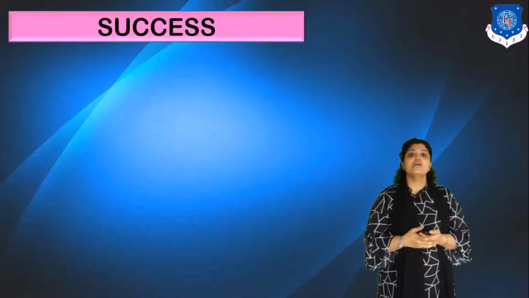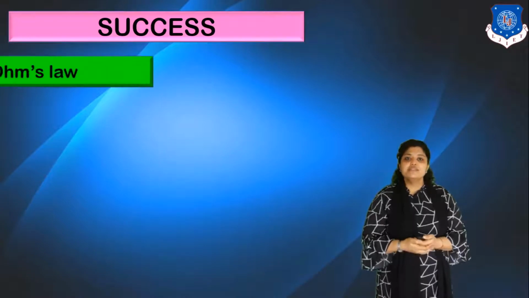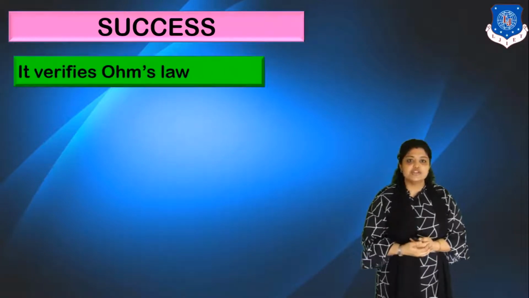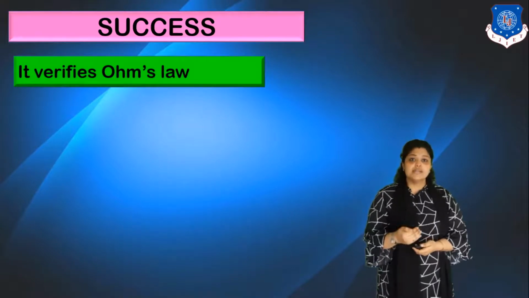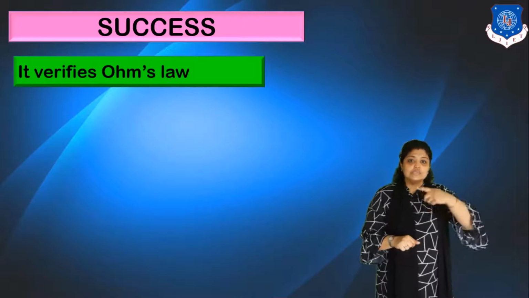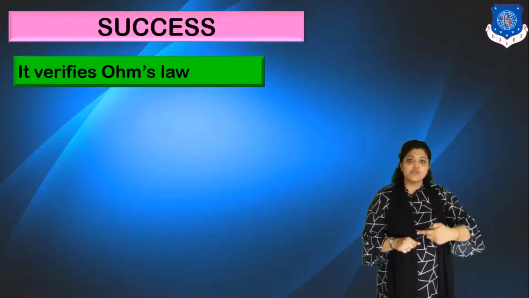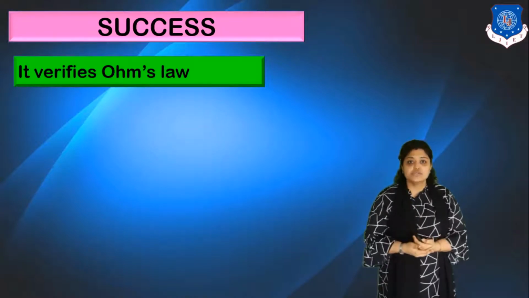Moving on to the success points of this theory. The first success point of classical free electron theory is that it verifies Ohm's law. Based on the theory, we say that J is equals to sigma E. So if you start from J is equals to sigma E, you can come down to V is equals to IR. That is, it verifies Ohm's law.